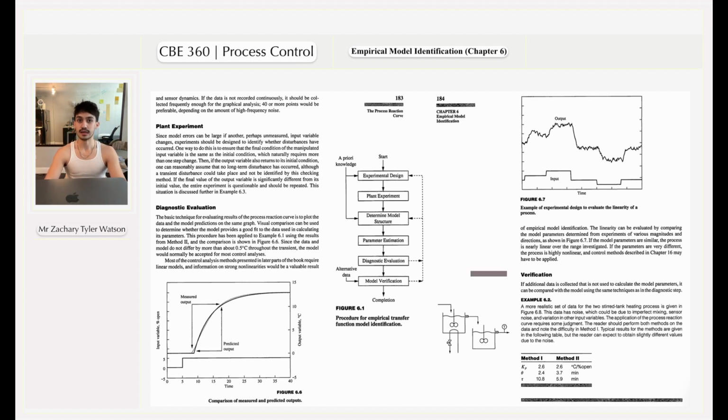Next, we have the verification. If additional data is collected that is not used to calculate the model parameters, it can be compared with the model using the same technique as in the diagnostic step.